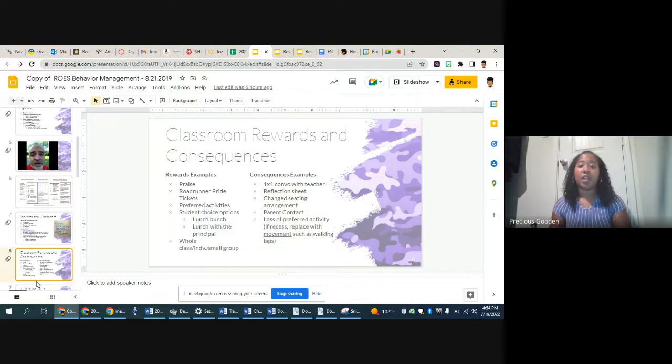I would also suggest loss of preferred activity. Now, it says recess replaced with movement, such as walking laps. Okay, now I've seen recess being taken away by a lot of teachers. I do not agree with that. I feel like recess is just as important as lunch, specials, and that should not be a loss. That shouldn't even be considered a preferred activity.